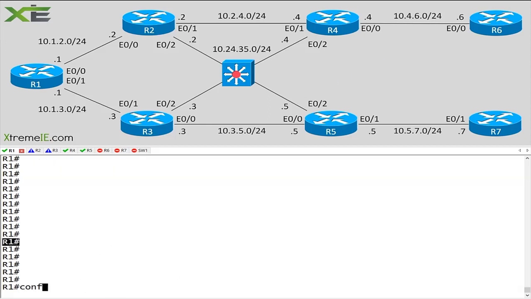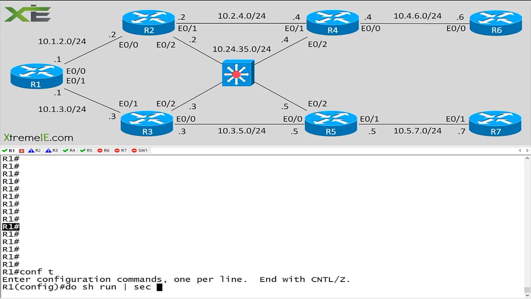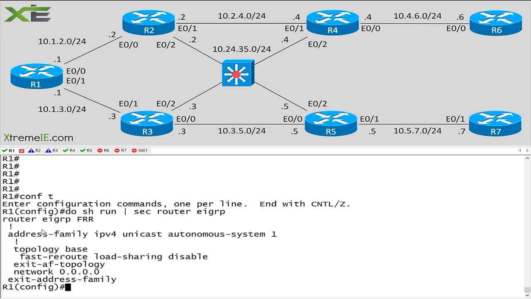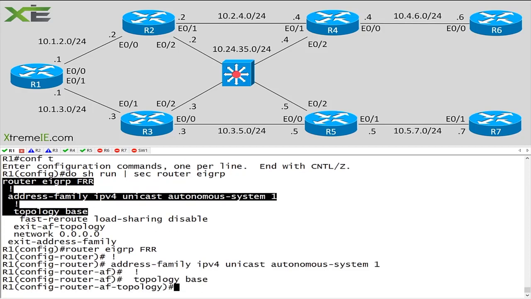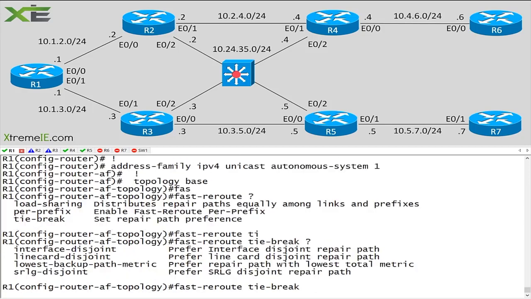Okay, so let's go back in here, config t, do show run section router EIGRP. We'll go back into our topology base, and I'll say fast reroute, and here's where we can say tiebreaker, and here's where these tiebreakers are. So we have the interface, the line card, the lowest backup path. Sorry about that, I forgot the word backup. I said repair, well, it's close enough. And then you have the shared risk link group.